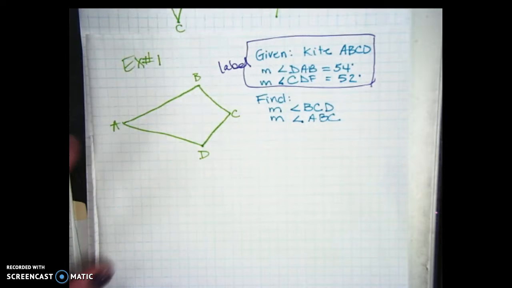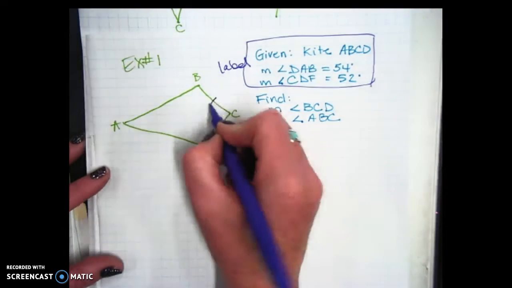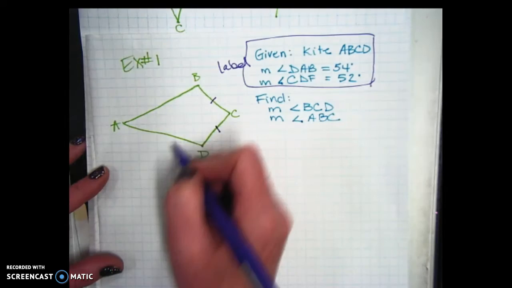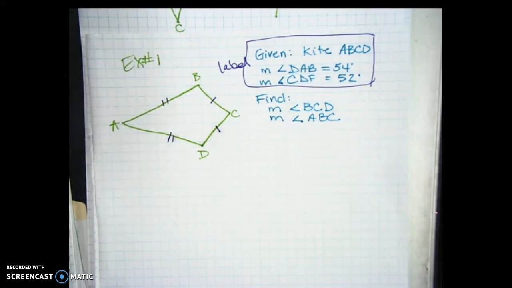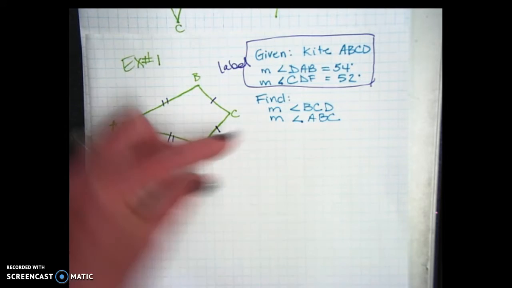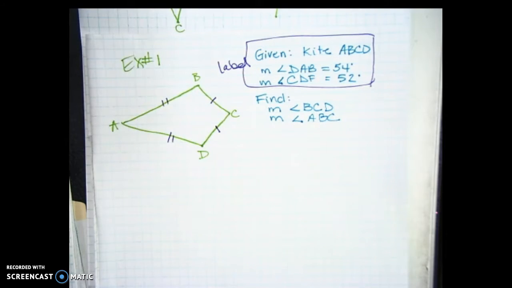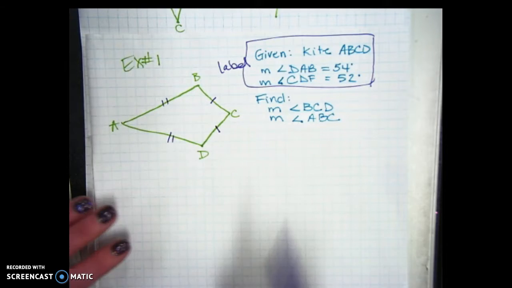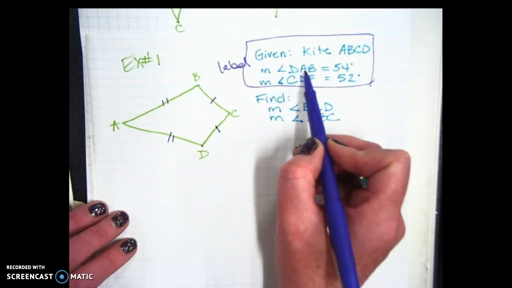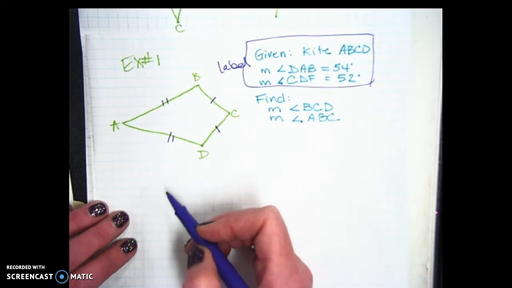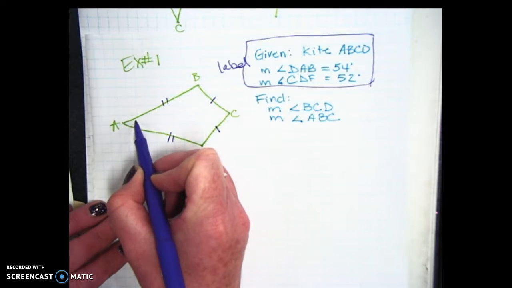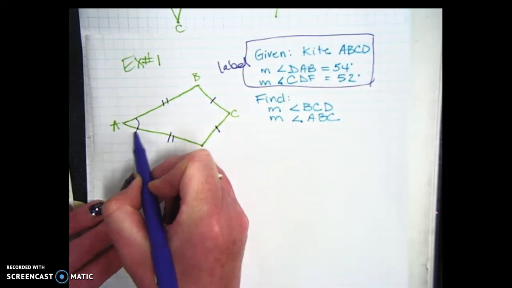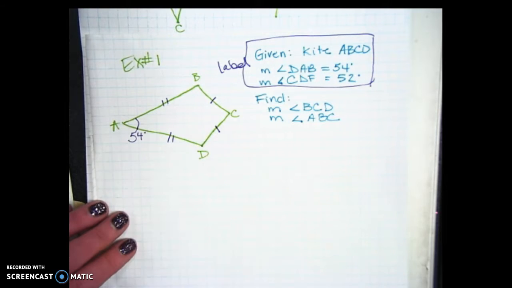First of all, you know it's a kite. So go ahead and mark these two consecutive sides congruent and these two consecutive sides congruent. On a kite, it's going to be obvious which two pairs of consecutive sides are going to be congruent. Like this is way longer than this, so don't mark those congruent. Then you want to take this statement, angle DAB is 54 degrees. So here's D, here's A, here's B. We're talking about this angle right here, the whole thing, and it's 54 degrees.